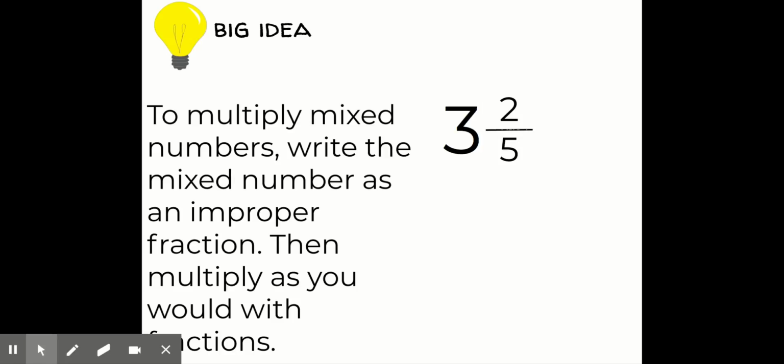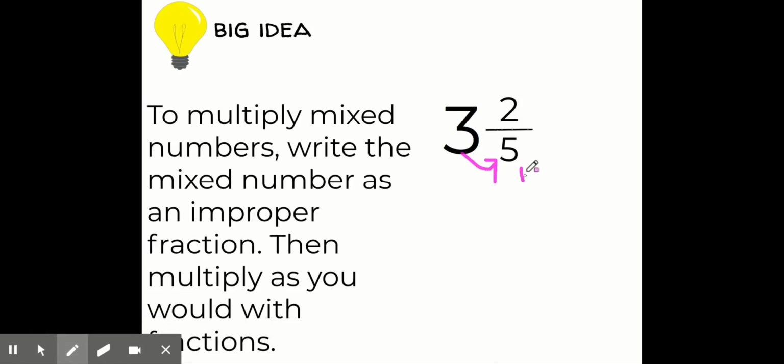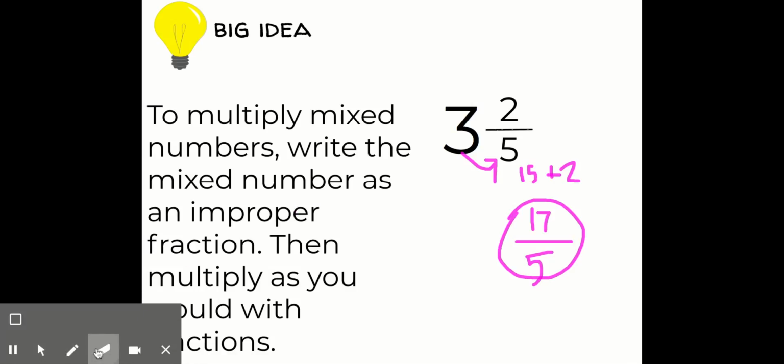Our big idea for today is to understand that when we multiply mixed fractions or mixed numbers, we have to write the mixed number as an improper fraction. To do that, we multiply our whole number by the denominator, which would be 15 in this case, and then we add the numerator. 15 plus 2 is 17, and then I keep my same denominator. So this skill of changing the mixed fraction to an improper fraction will be really important as we go through today's lesson.